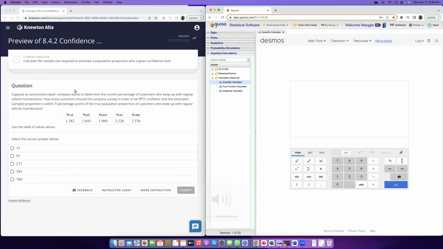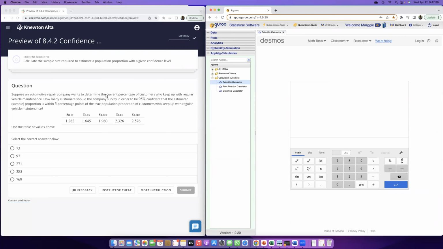All right, let's talk about 8.4.2, which is confidence intervals for proportions. I'm going to go over that homework 8.4.2, which has 3 objectives, one of them being to calculate the sample size required to estimate the population proportion. The other one is to find the margin of error given some information. And then the third one is to find the confidence interval for a given situation.